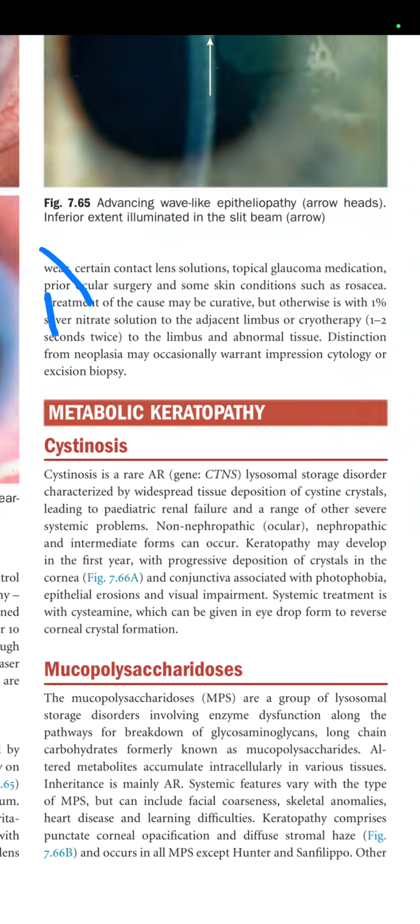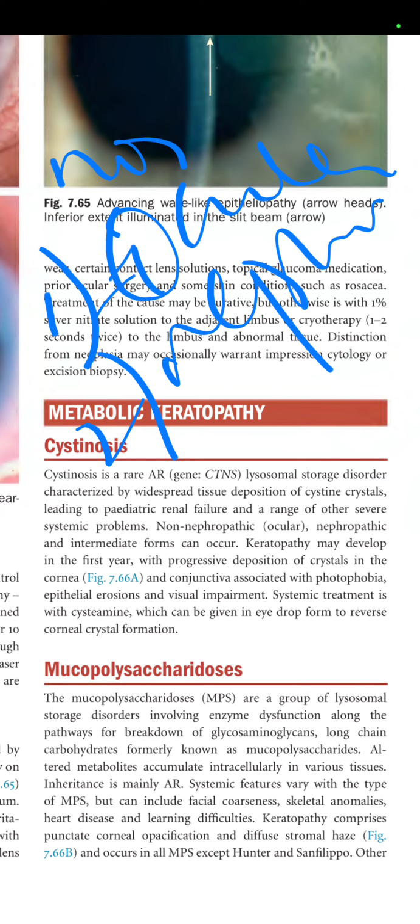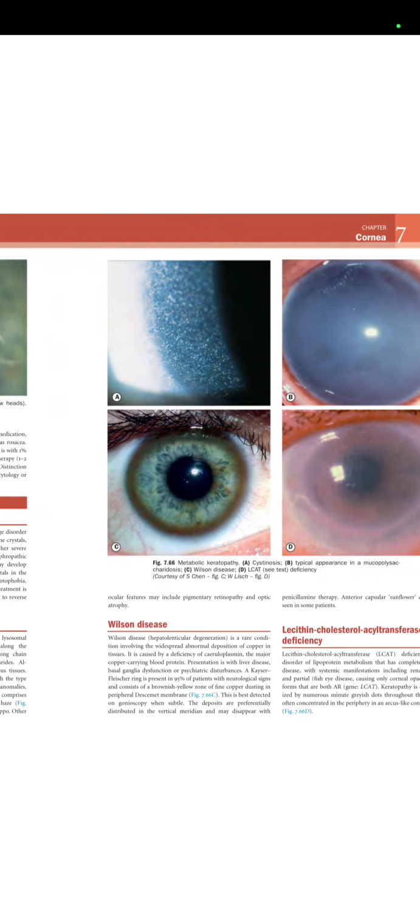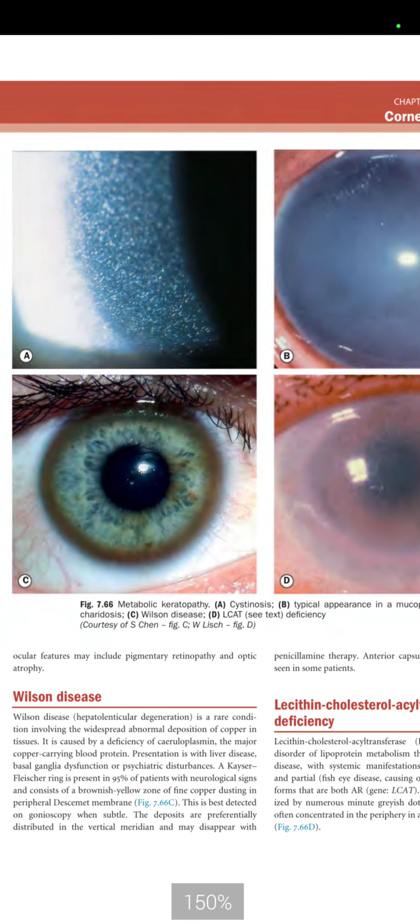So there are different types that can occur with cystinosis. It can be nephropathic, and non-nephropathic, which is basically ocular, and it can be intermediate. Basically, there is a deposition of cystine crystals in the cornea and the conjunctiva, and it can cause epithelial erosions and visual impairment. Systemic treatment is with cysteamine, which can be given in eye drop form to reverse the corneal crystal formation. Figure 7.66a, you can see the small amount of crystals that can be present.